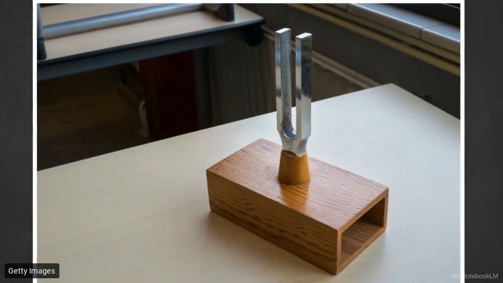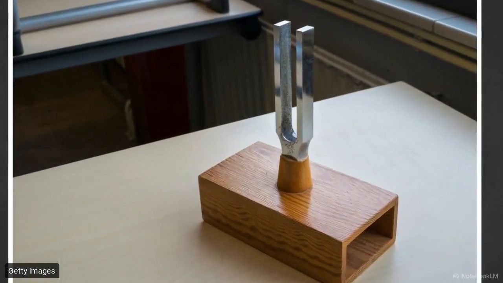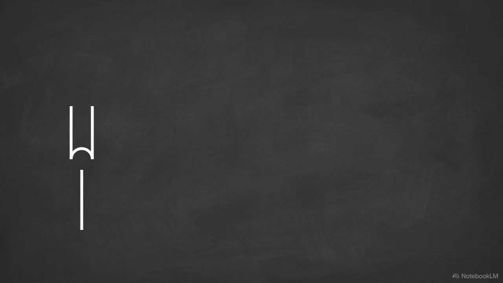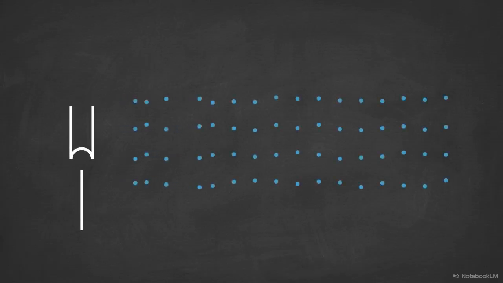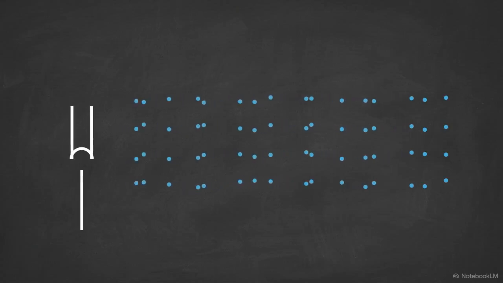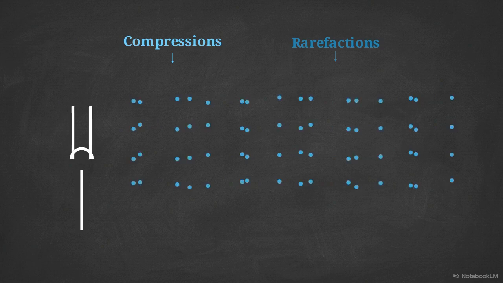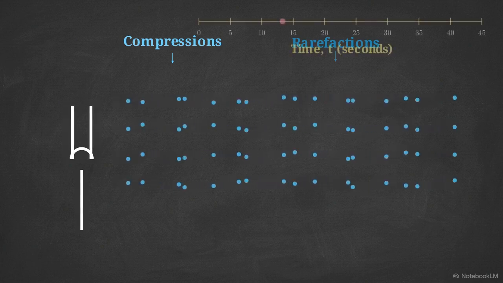Sound is a mechanical wave. It requires a physical medium like air, water, or solid metal to travel. When an object vibrates, like this tuning fork, it physically pushes into the air molecules around it. This creates a sequence of high-density clusters, called compressions, and low-density gaps, called rarefactions, that travel outward.